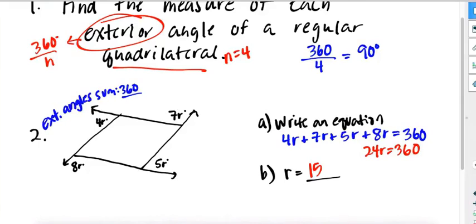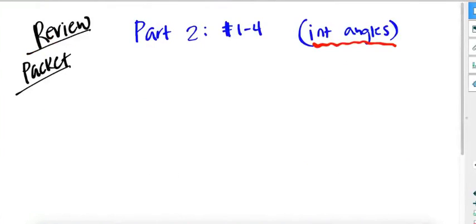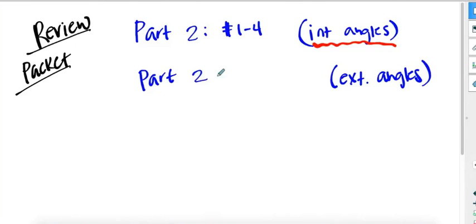So any questions here? So now looking back at our review packet, to find some problems that are similar to exterior angles. The problems that we just did would also be on part 2, and that would be number 5 and 6. Those are dealing with exterior angles.